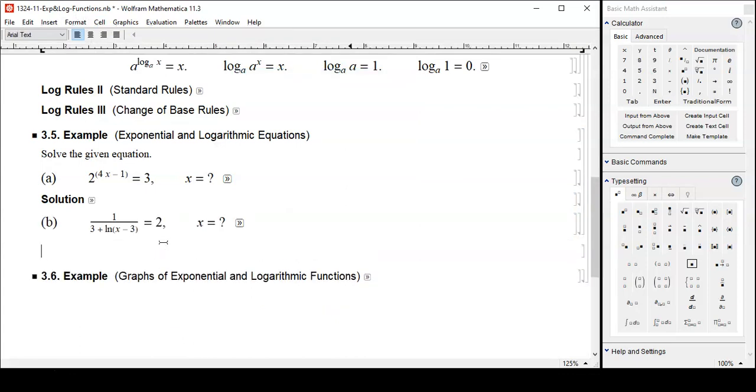Now, how about the next problem? This one is a log equation, and what we want to do is to find out what ln of x minus 3 is, and then we'll try to remove that natural logarithm. See the idea? See the strategy? So, okay, the first step is to solve for this ln of x minus 3. So let's begin with copying and pasting this thing.